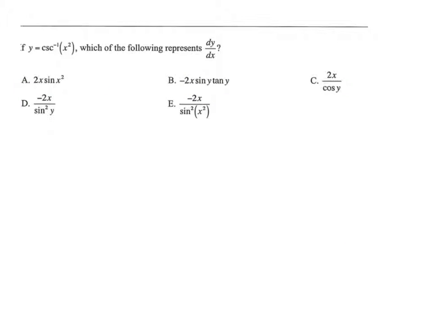All right, here's the last one I'm going to do for you guys today, which is like what? I only skipped like one of them. Anyway, if y equals cosecant inverse of x squared, which of the following represents dy/dx? Notice how we're looking for dy/dx, so we're not going to be using our cosecant inverse formula, because if you take a look at all the answer choices, it's in terms of x and y, okay?